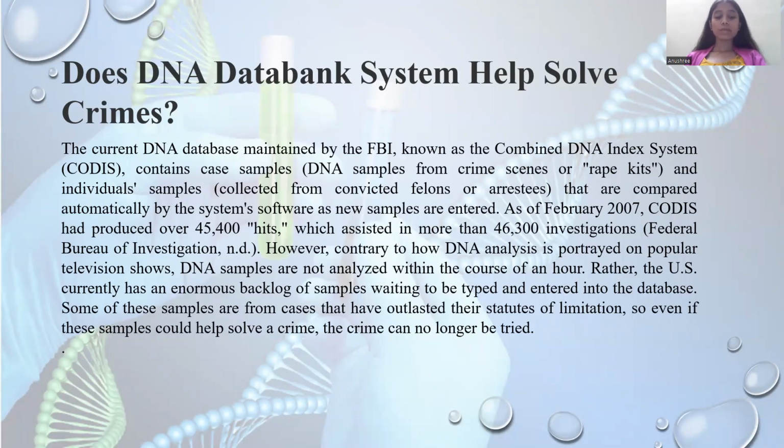Some of these samples are from cases that have outlived their statutes of limitation. So even if these samples could help solve a crime, the crime can no longer be tried.